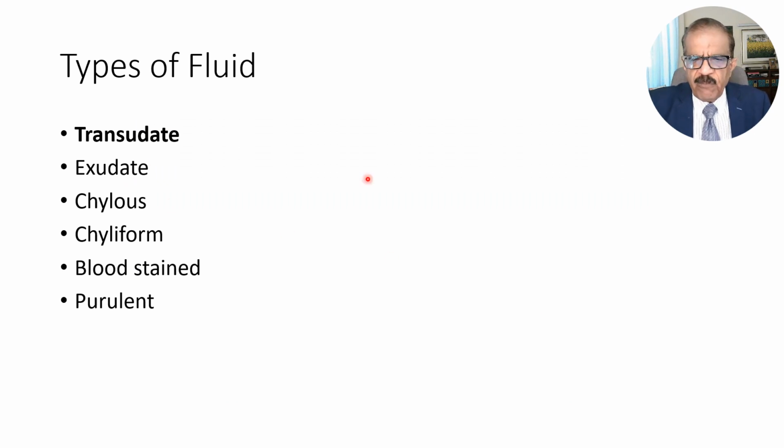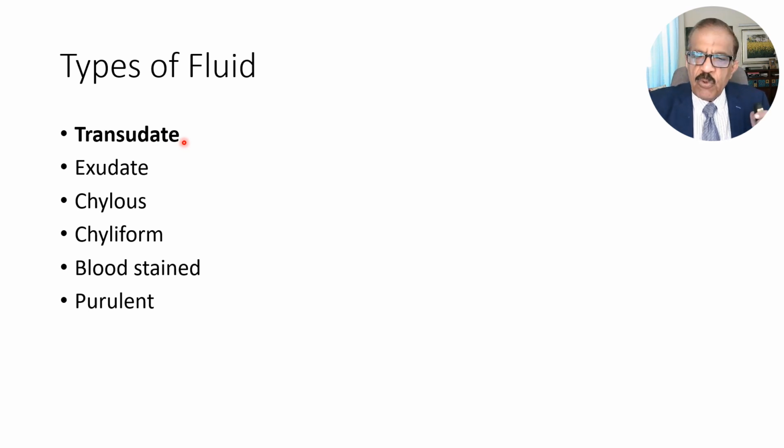Now, types of fluid. We have demonstrated with just simple clinical methods that there is fluid, but we need to determine the type of fluid to reach the proper diagnosis. And there are various types. The most important is the transudate. Transudate is simply the normal interstitial fluid present in the third space. Peritoneal space is one of the third spaces.